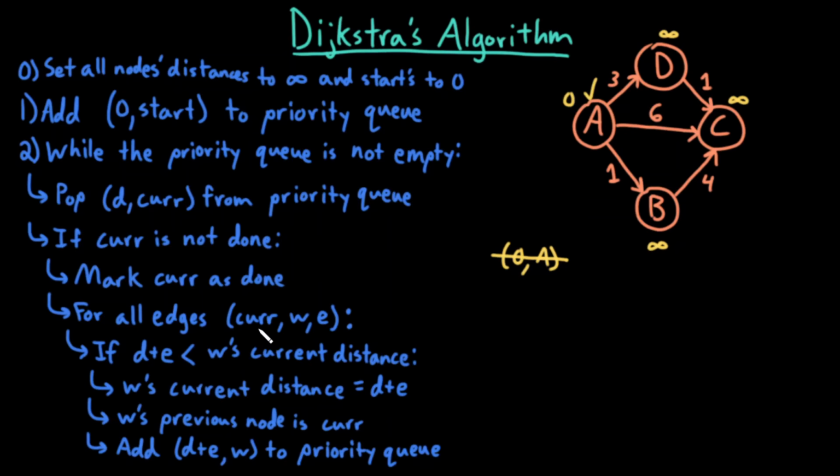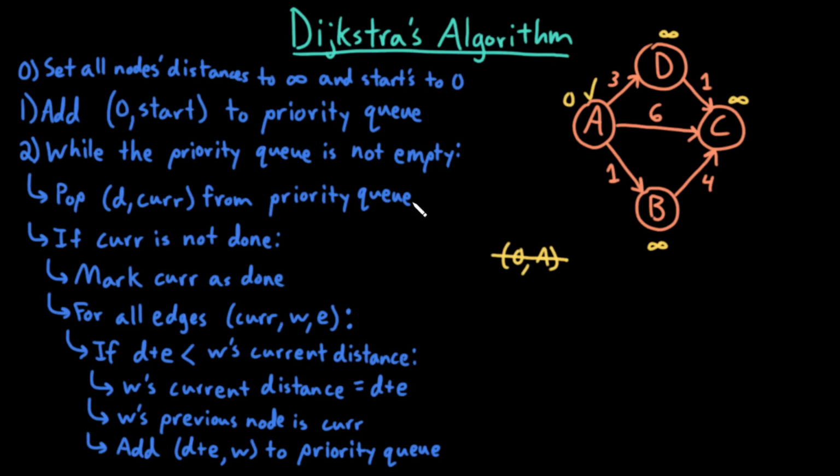And for all outgoing edges from my current node, so the edges I'm writing as the starting point of the edge, the ending point of the edge, and the edge weight. So for example, this edge would be A, D, 3, right? So for each of the outgoing edges from my current node, if my current distance, 0, plus the edge weight, let's do D first. So if 0 plus 3 is less than D's current distance, it is. D's current distance is infinity. 0 plus 3 is less than infinity.